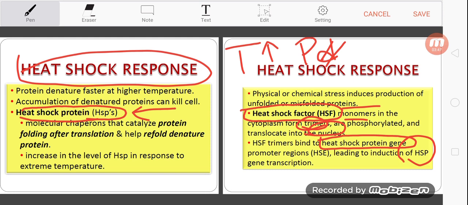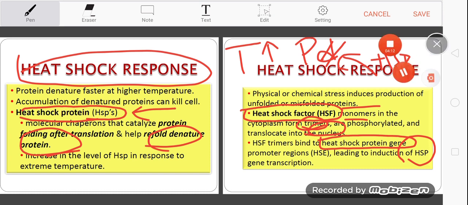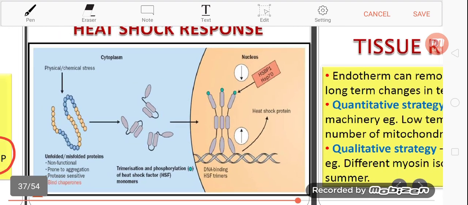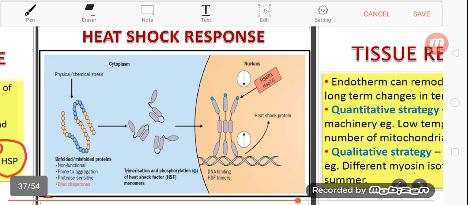This HSP protein will travel to the cytoplasm and bind to the denatured protein and then refold it back. Refold the denatured protein, and then that protein can be used again. This is the process in diagram form.